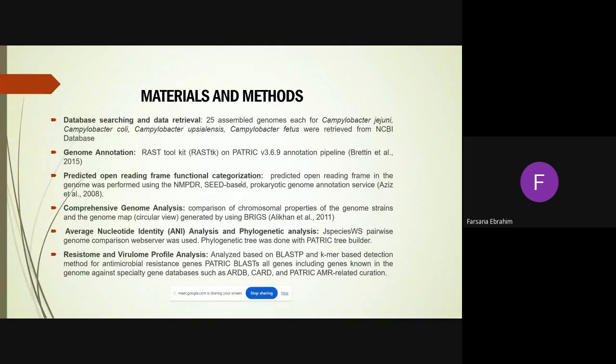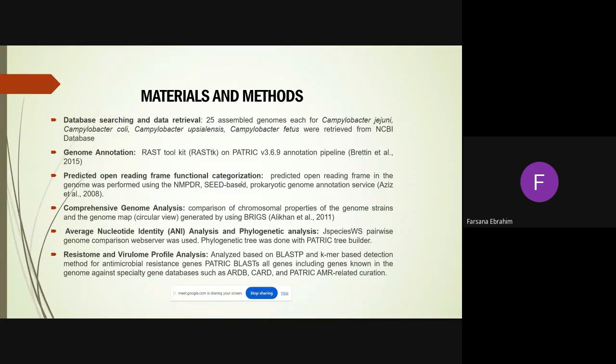Materials and methods. We collected the data from the NCBI. We collected almost 25 assembled genomes of Campylobacter jejuni, Campylobacter coli, Campylobacter upsaliensis, and Campylobacter fetus. We did genome annotation with the RAST toolkit on the PATRIC annotation pipeline. Then predicted open reading frame functional categories in the genome using the NMPDR, which is a SEED-based prokaryotic genome annotation service.